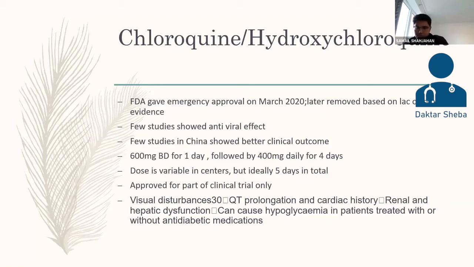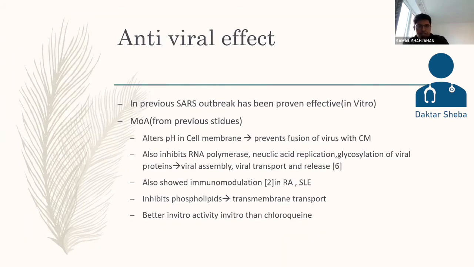The drug also has side effects. We all know that it could cause fatal heart failure, for example if someone has prolonged QT syndrome or congenital inherited cardiac QT syndrome. It can also affect the kidneys and the liver. The antiviral effect of this drug is that it alters pH, and when pH is altered, the virus cannot attack the phospholipid or cell membrane, so that's how it prevents entry. It also has some other effects, like on RNA polymerase and nucleic acid. That's how they work mainly.